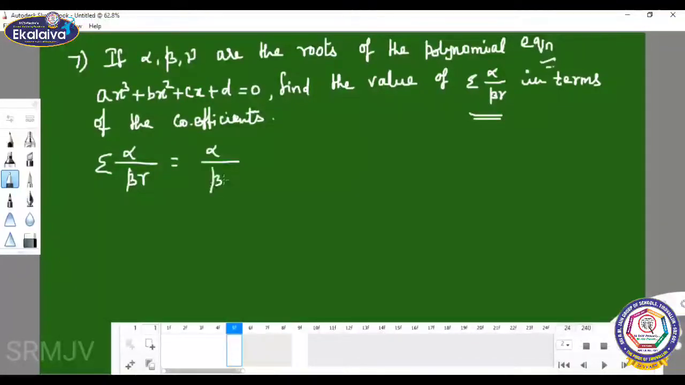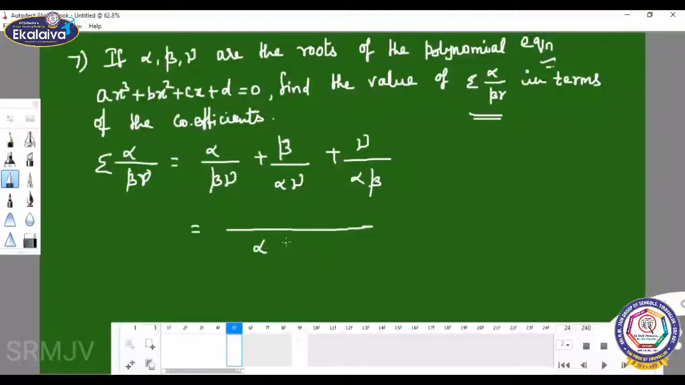Alpha by beta gamma plus beta by alpha gamma plus gamma by alpha beta. Now you can take the LCM as alpha, beta, and gamma. So beta, gamma get cancelled. What is the remaining value? Alpha square. The same way, for beta by alpha gamma, it is beta square.